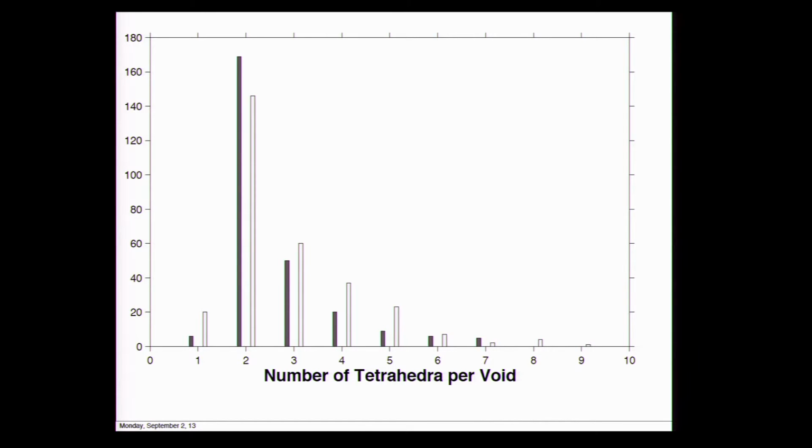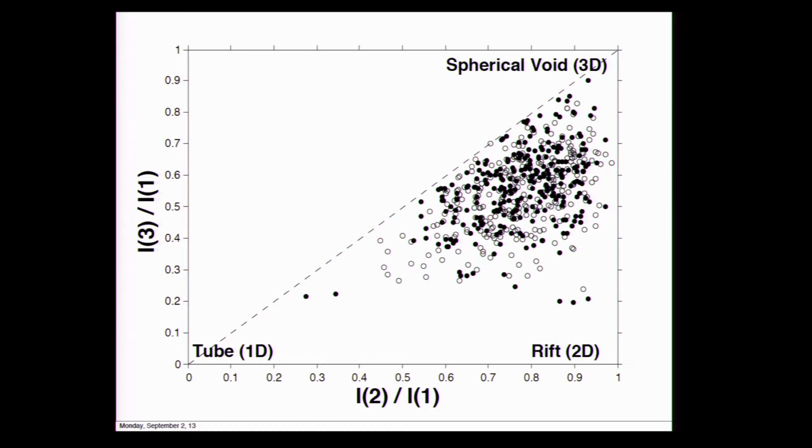And I'll just go through some statistical summaries of this analysis, comparing in every case: the darker bar in the histogram represents the Sloan data, and the lighter one is the Millennium simulation data. This is just a histogram of the number of tetrahedra in the voids, and so you see there's a distribution. Many of the voids are fairly simple, only a few tetrahedra, and just a few are complicated with many tetrahedra.